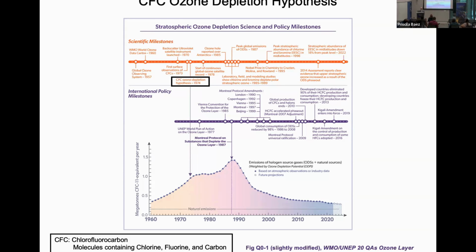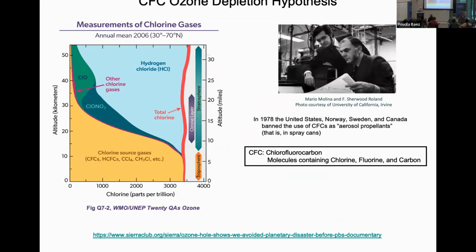Okay. So in 1974, prior chart, these two guys, Mario Molina and Sherry Rowland, published a paper linking CFCs, which were used as aerosol propellants, as refrigerants, and as solvents in the electronics industry. They linked that to ozone depletion.